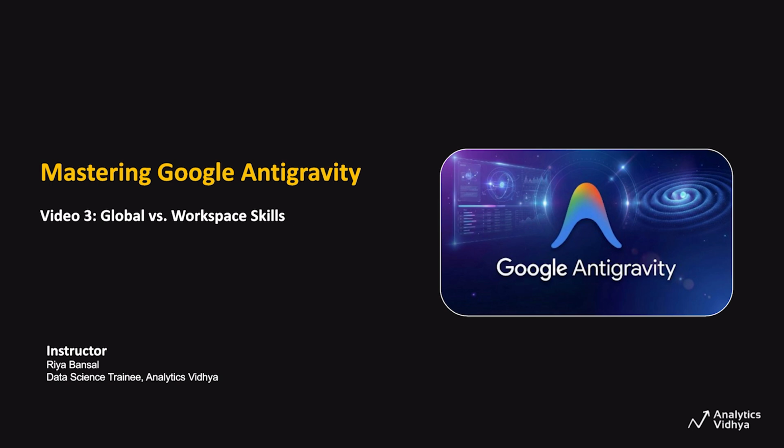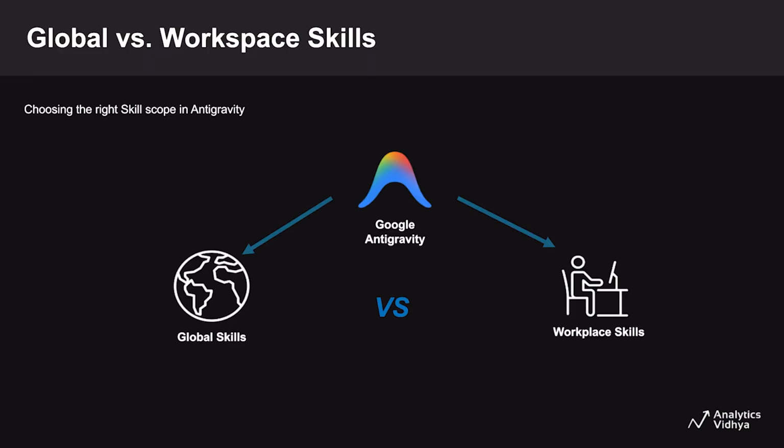In the last video, we learned what skills are in anti-gravity. In this video, we will take the next step and compare the two types of skills you can work with, global skills and workspace skills. The goal is to understand how they differ and when to use each one. The key difference becomes very clear.